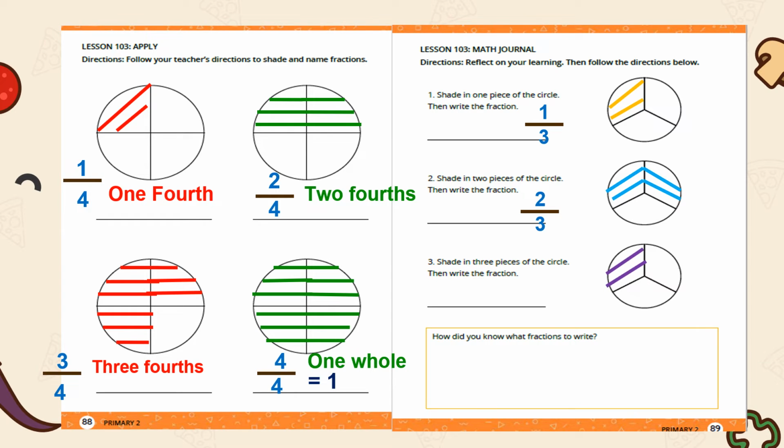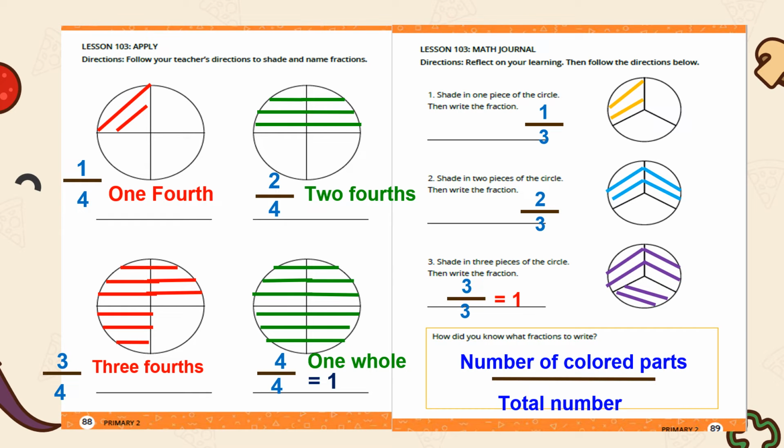Number 3, shade 3 pieces. We are going to shade 3 pieces. So the numerator is 3/3, which equals 1. How do you know what fractions to write? We said before that the rule of the fraction is the number of colored parts over the total number.